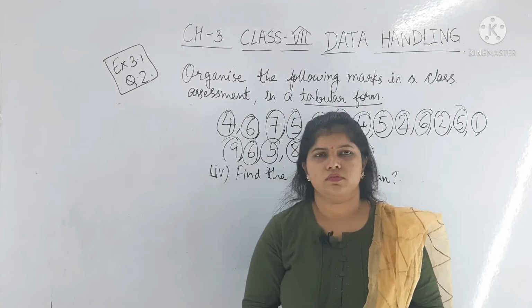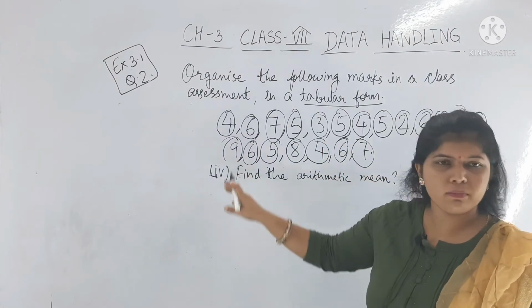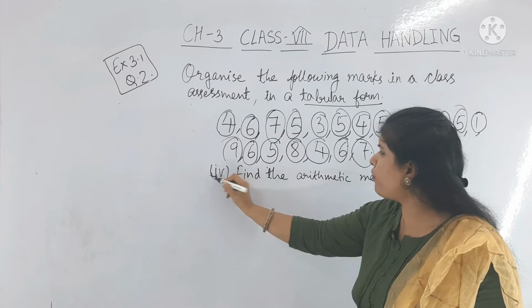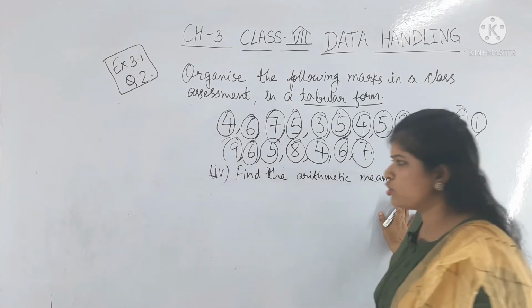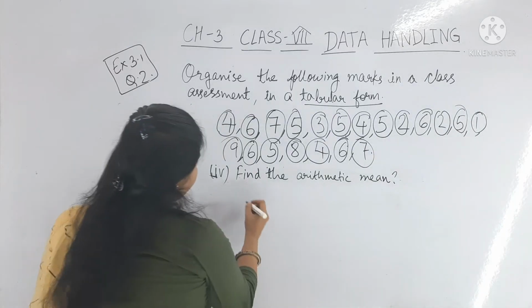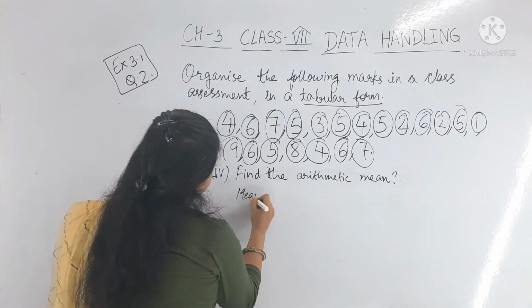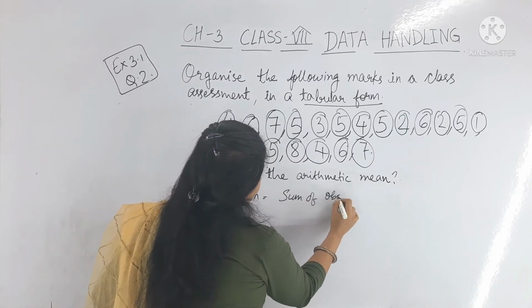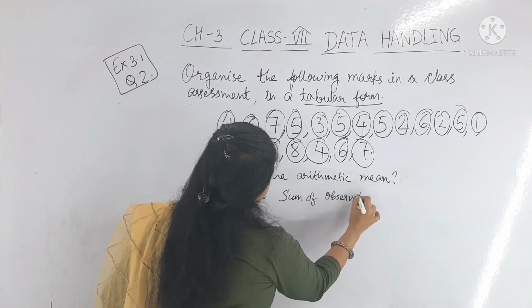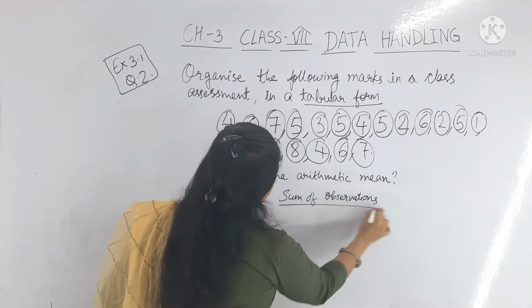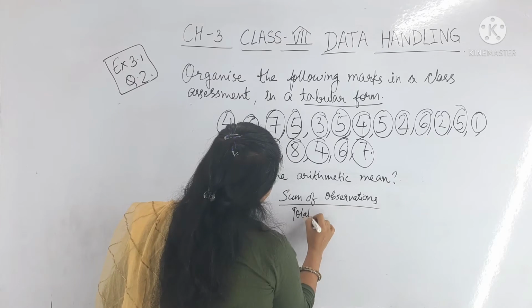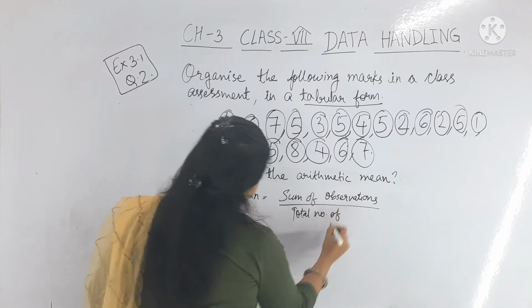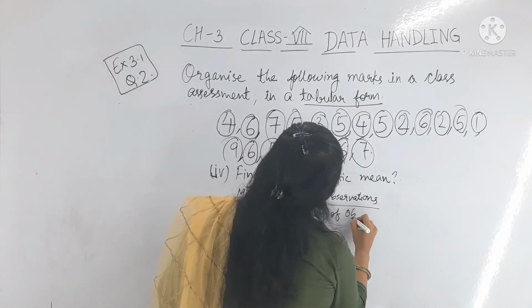Now the last part for question number 2 is the fourth part. We have to find the arithmetic mean. So we know the formula for the arithmetic mean: mean is equal to the sum of all observations upon the total number of observations.